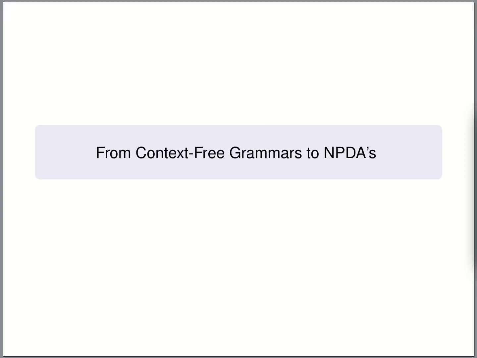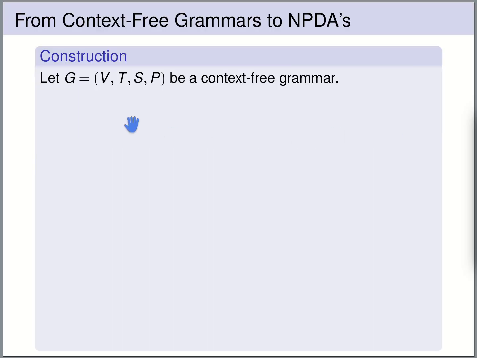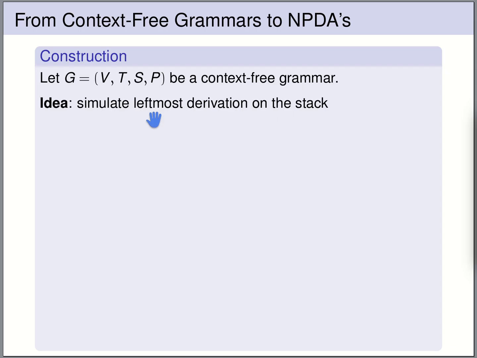We start with the translation of context-free grammars into nondeterministic pushdown automata. So let G be a context-free grammar with variables V, terminals T, start symbol S, and production rules P. Now the idea is we create a nondeterministic pushdown automaton that simulates a leftmost derivation of the grammar using the stack.